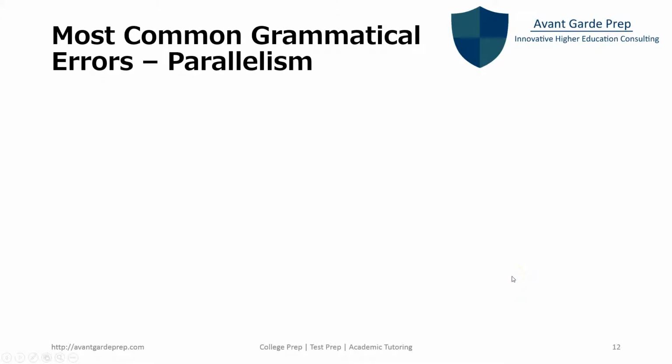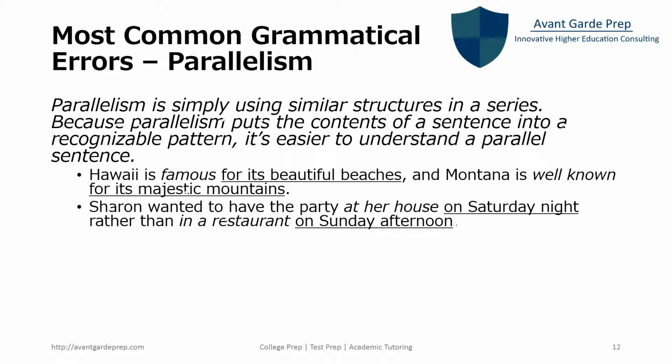Next up, most common errors is parallelism. Parallelism is simply using similar structures in a series. And because parallelism puts the contents of a sentence into a recognizable pattern, it just makes it much easier to read and understand for the reader. And we have an example here.